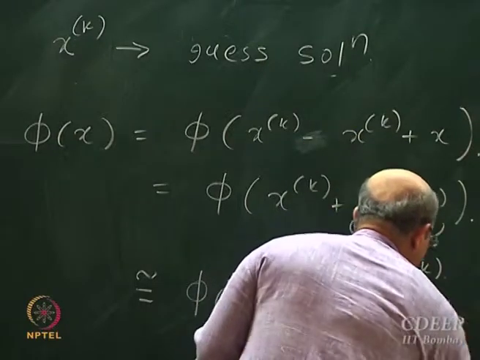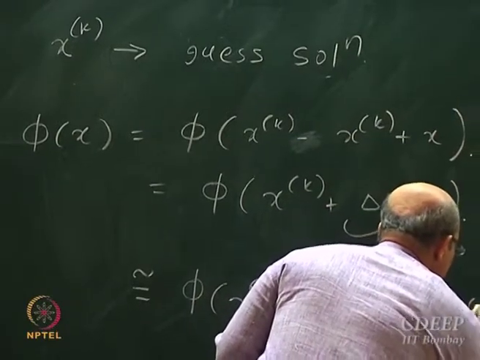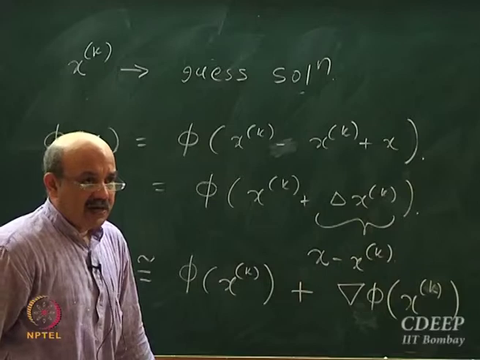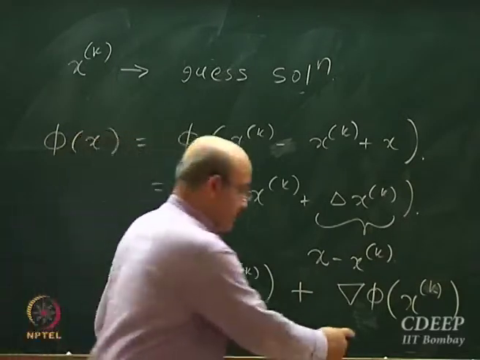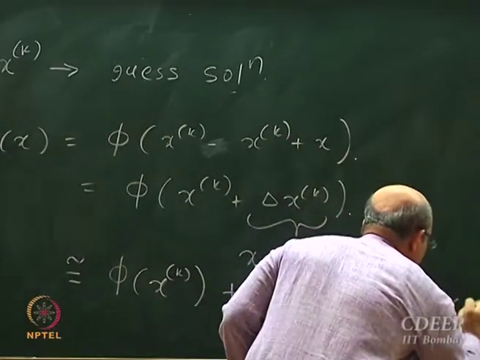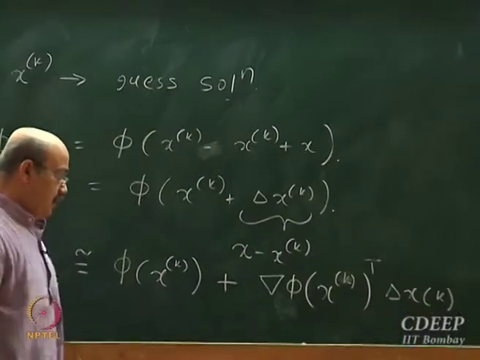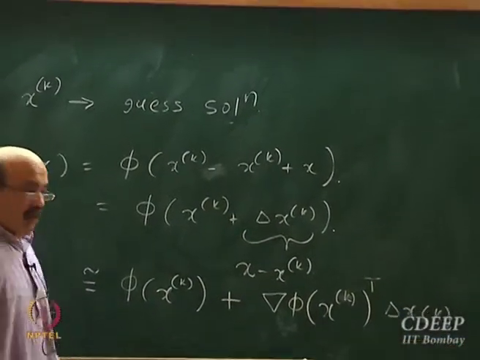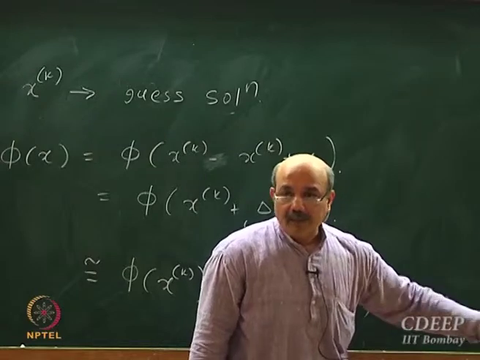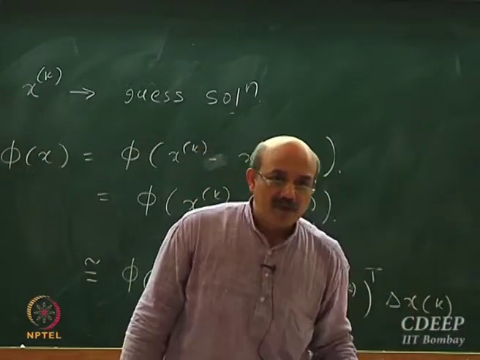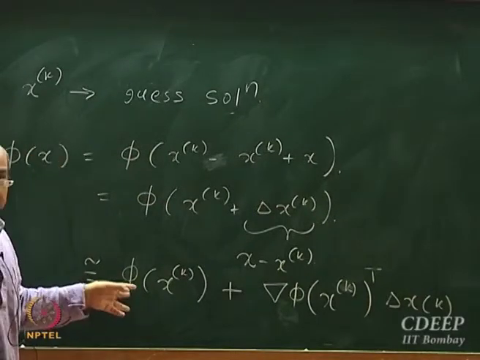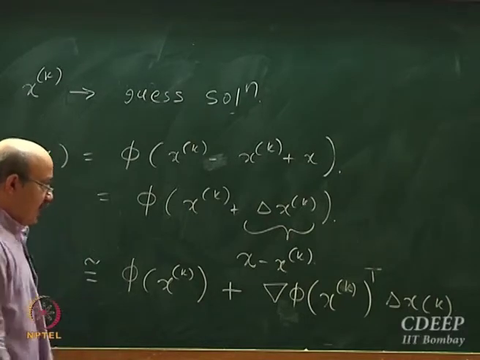Or let's put this grad phi xk. So gradient of phi evaluated at xk, that is what I mean. So this transpose delta xk, and there will be higher order terms. I am neglecting higher order terms. I am looking locally in the neighborhood of xk, how this function behaves. How does this function behave in the neighborhood of xk?